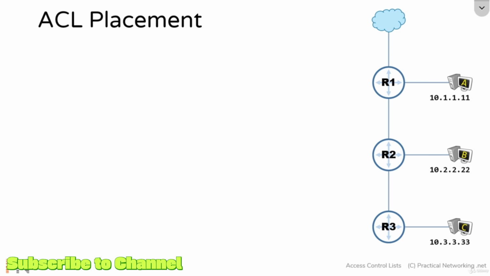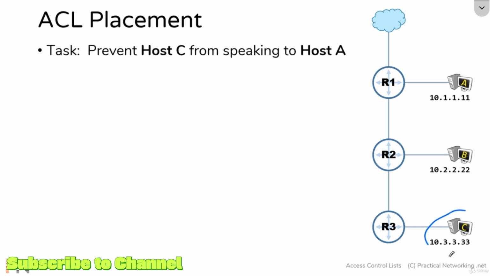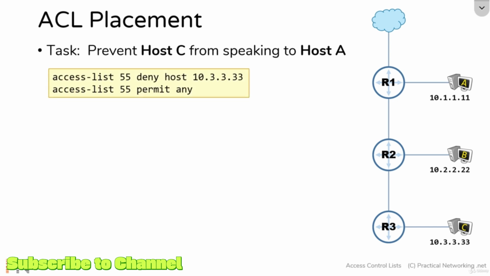This topology has 3 routers and 1 host connected to each of the routers. We're going to try and accomplish this task of preventing host C from speaking to host A. Now we just learned how to configure access lists in the videos prior. So let's go ahead and configure an access list that's going to prevent traffic from host C. Now you'll notice this is a standard access list. We're going to talk about standard access lists first, and I'll talk about extended access lists later on in the video.